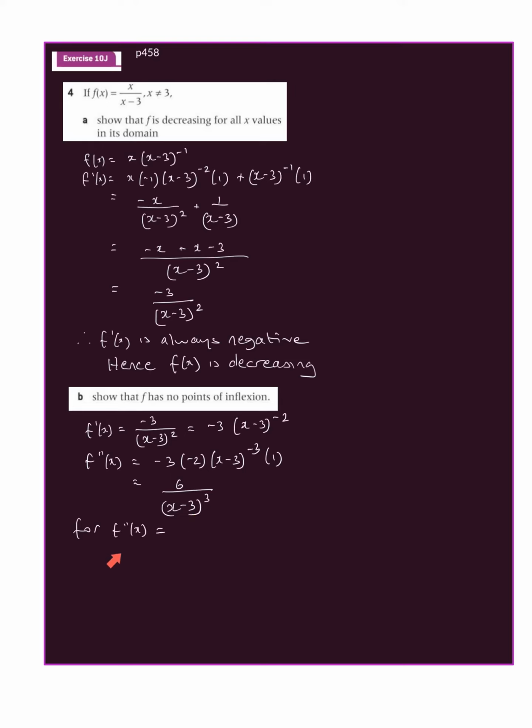Okay, for the second derivative to be equal to 0, because that's where an inflection point would be, we ended up with this having to be 0. Well, that has to be 0 for that to be 0. Now, we're told that x cannot equal 3, and there's no other situation for it to be 0, so therefore the original function has no points of inflection.